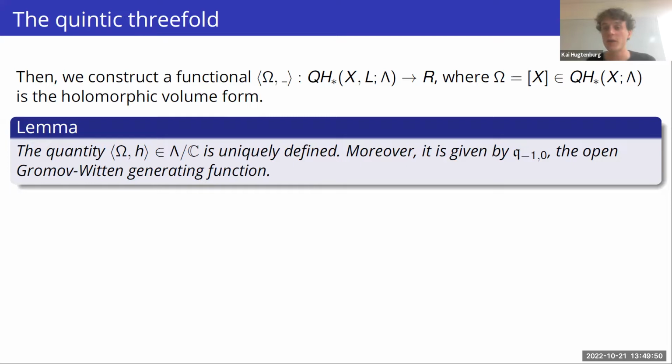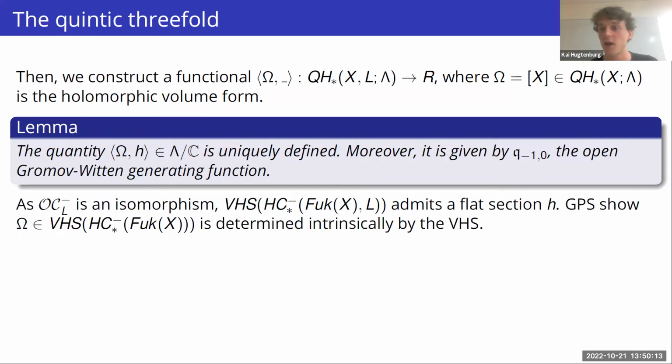And you can do a simple calculation to show that in this case, this is actually the open Gromov-Witten generating function. So this pairing of the holomorphic volume form with this extra flat section H gives you all information about open Gromov-Witten invariants. And the goal is to obtain this from the VHS associated to the Fukaya category. And this is really nice because this was already done by Ganatra, Perutz, and Sheridan. What they show is that this holomorphic volume form in the VHS associated to the Fukaya category is determined intrinsically by the data of the VHS. So that's saying that the Fukaya category knows about this holomorphic volume form.